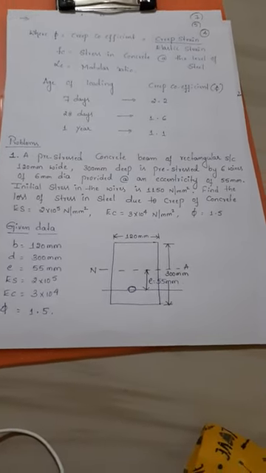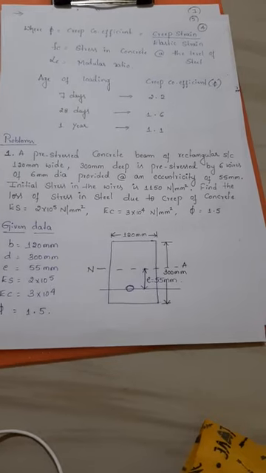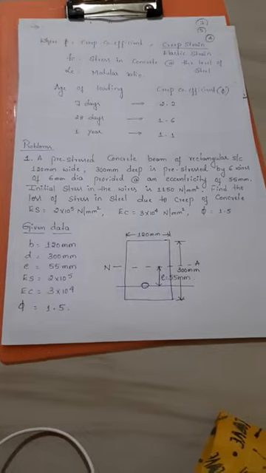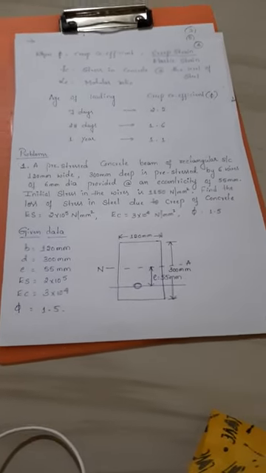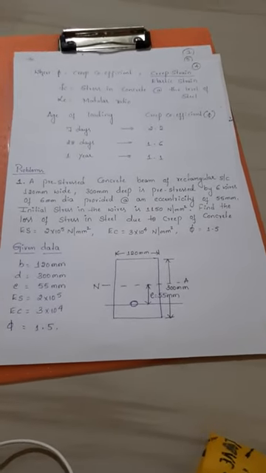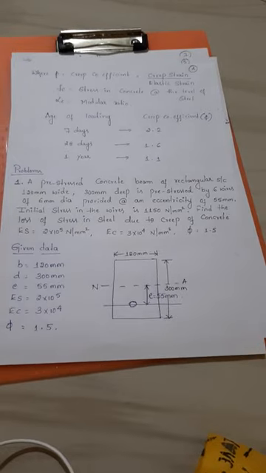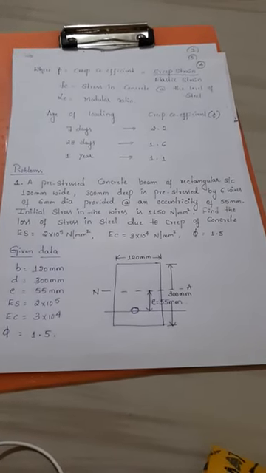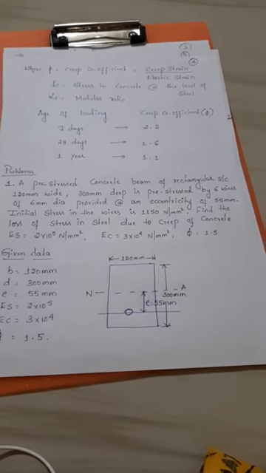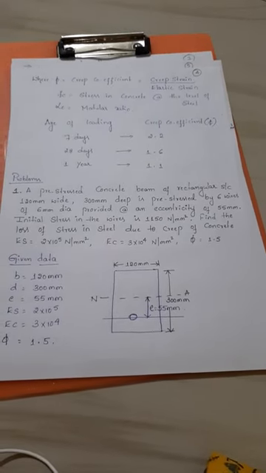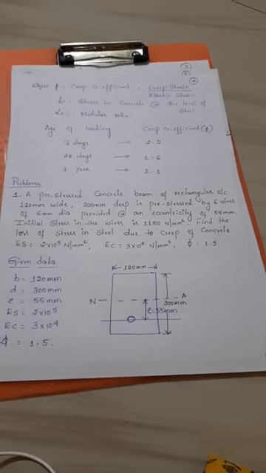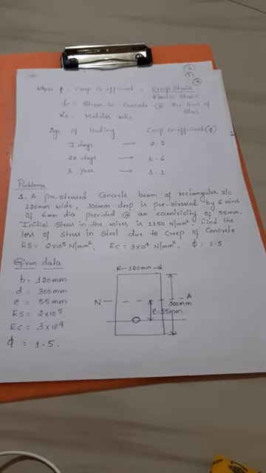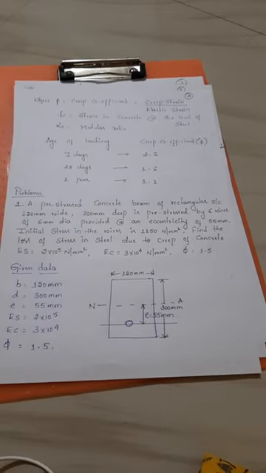The first problem on creep coefficient: a pre-stressed concrete beam of rectangular section 120 mm wide and 300 mm deep is pre-stressed by 6 wires of 6 mm diameter provided at an eccentricity of 55 mm. The initial stress in the wires is 1150 Newton per mm square. Find the loss of stress in steel due to creep of concrete.